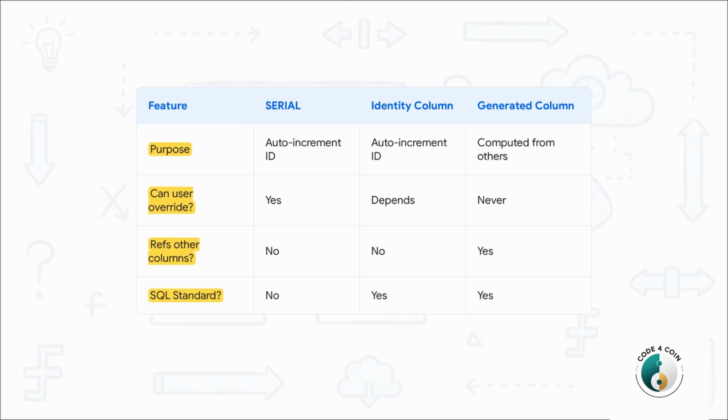Can a user override them? With serial, yes. With identity, it depends on your setup. With generated, absolutely not. The formula is the formula. Does it reference other columns? Serial and identity don't, but that's the entire point of generated columns. And finally, the SQL standard. Identity and generated are the modern, official way to go, while serial is a Postgres-specific classic.